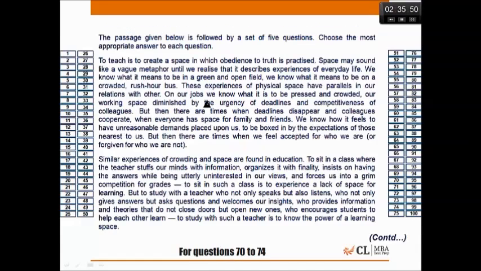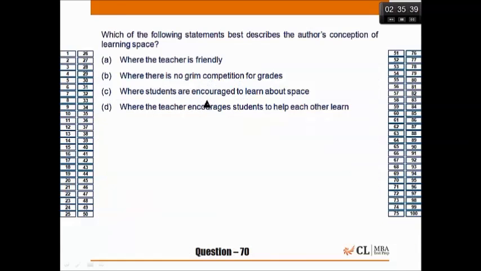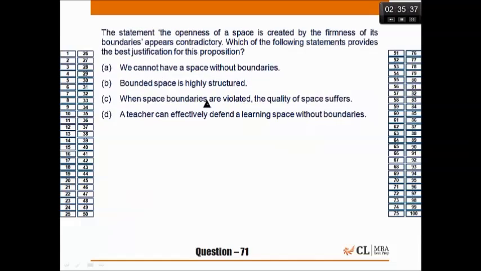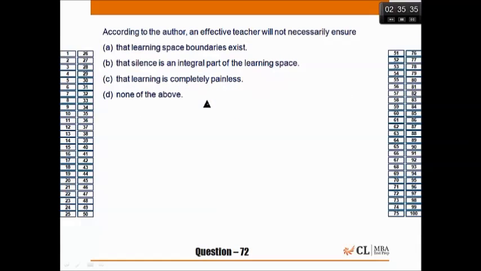3 questions. 70 to 74 is another RC. I'll make a note of that. That's a huge RC. With what teaching? Okay, this sounds okay. So best describes openness. Okay.